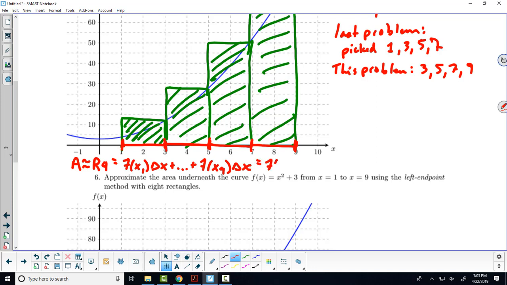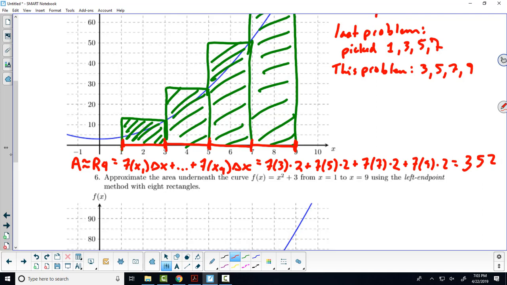But let's be more precise. This would be f of 3 times 2, because our delta x hasn't changed here, right? Plus f of 5 times 2 plus f of 7 times 2 plus f of 9 times 2. And when you crunch that, what do you get? You get something like 352. Great. Units squared, being a little pedantic, yeah. Okay.